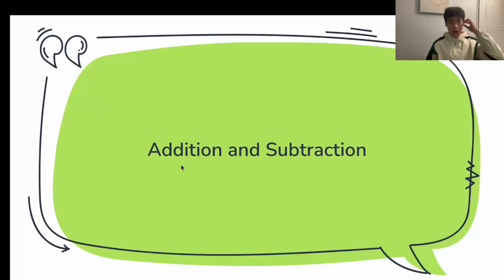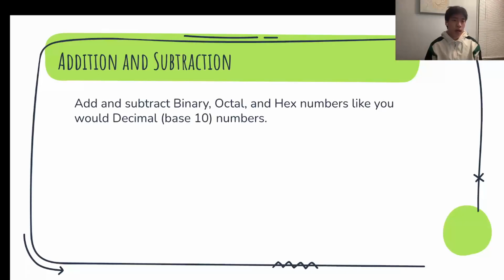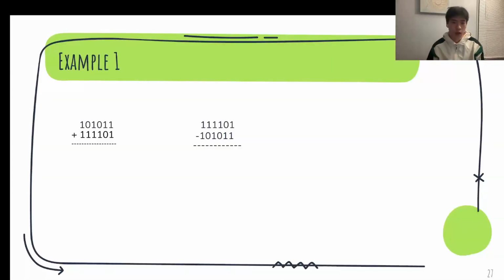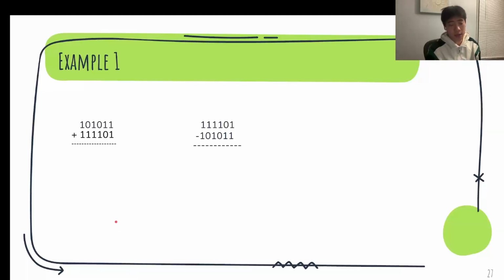Okay. Finally, the last topic is addition and subtraction. Addition and subtraction with binary, octal, and hex is the same as regular base 10 numbers. So let's just go through some examples. First of all, binary. You simply just use the addition and subtraction algorithms and just do carrying over and borrowing exactly how you would before. Except make sure you stay in the base that you're using.